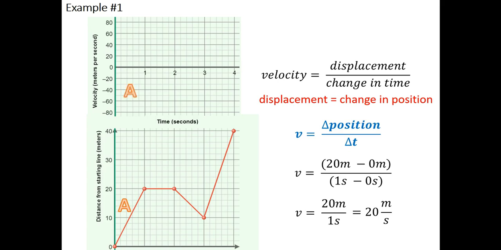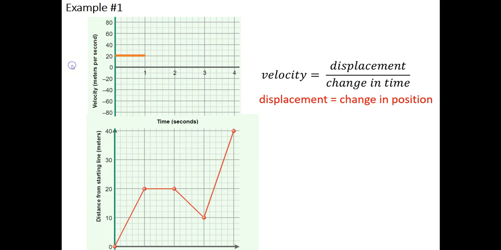Now we want to plot that on our velocity time graph. And because this object was moving at 20 meters per second constantly for that entire second, our line on our velocity time graph is actually going to be a straight line from 0 to 1 straight across at 20 meters per second. So this line segment on the position time graph is describing the same motion as this line segment on the velocity time graph. Let's look at the next one.